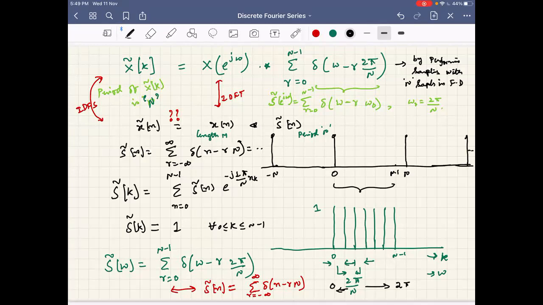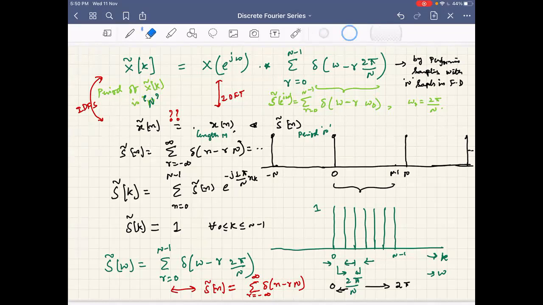Please note that this X of e power j omega has not exactly come from this sequence x tilde of n. This is a periodic sequence and this is an aperiodic sequence. However, under some conditions we can relate them easily, as exactly the same sequences or periodically shifted versions of the same sequence. That we will see.